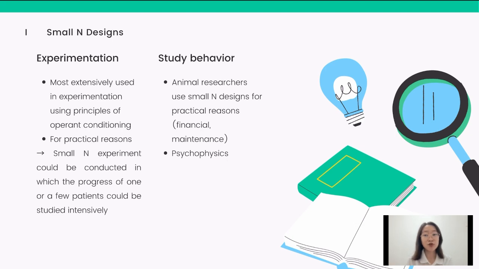In order to draw conclusions regarding the effects of independent variables, these researchers contend or argue that the large N design lacks clarity since it merges or combines the data from several different subjects.